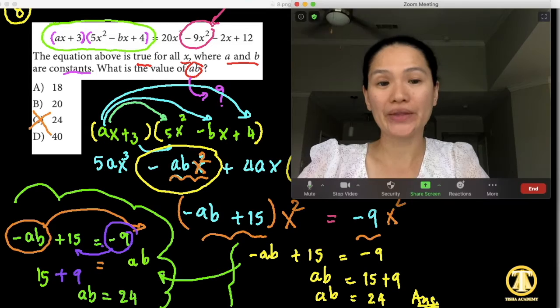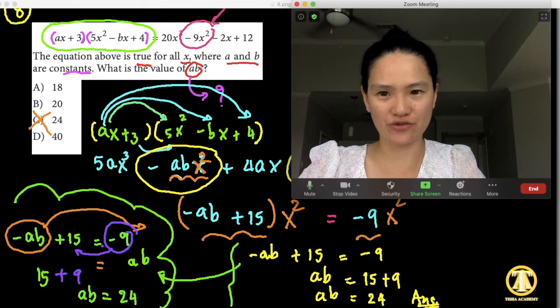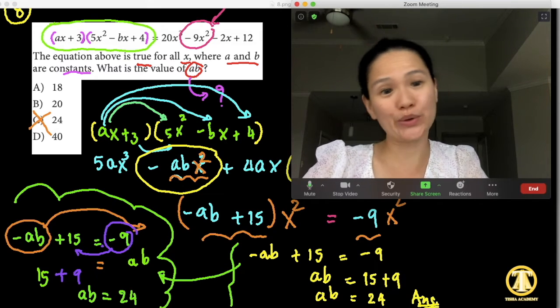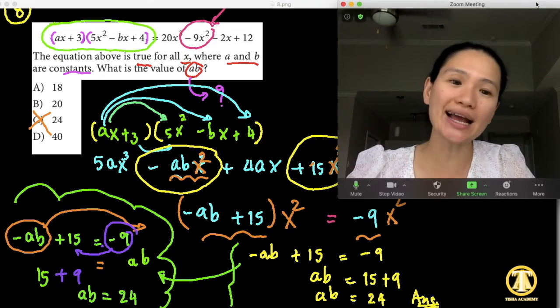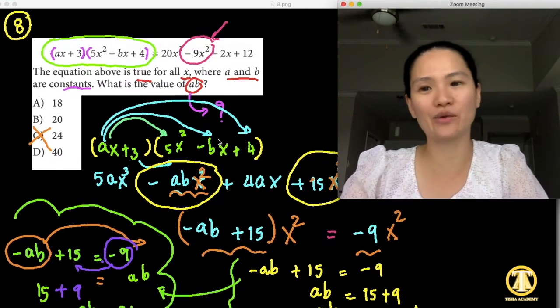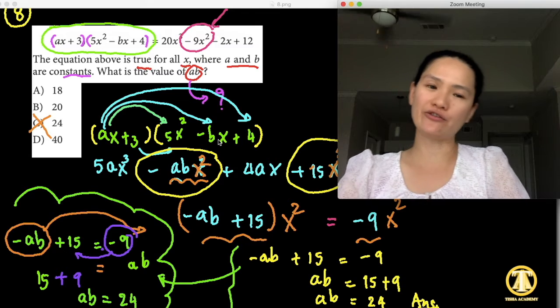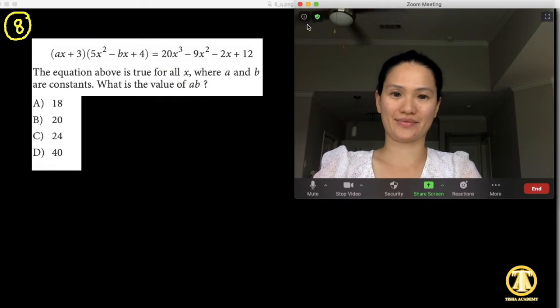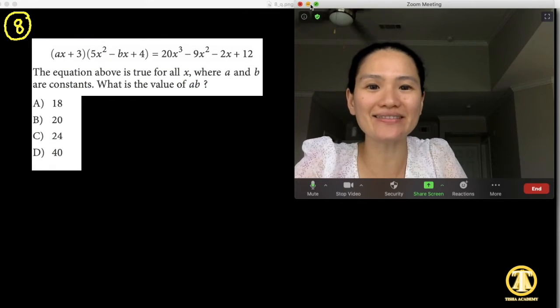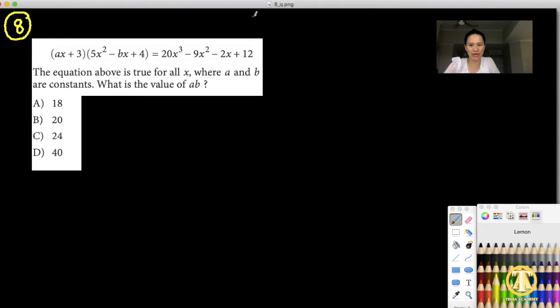Alright, done. How about I just give you that super quick method. Actually, I do the same method, but I will calculate really quickly. I will finish this one within 1 minute. Okay, guys, and here is our super quick version. From here, I know exactly that I would like to focus on this term, negative 9x squared.